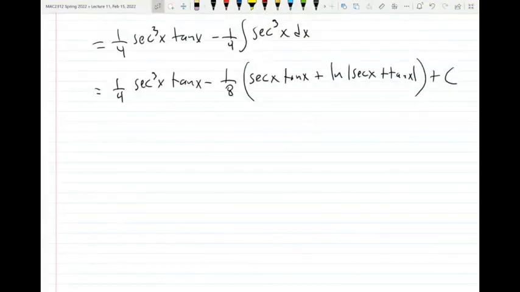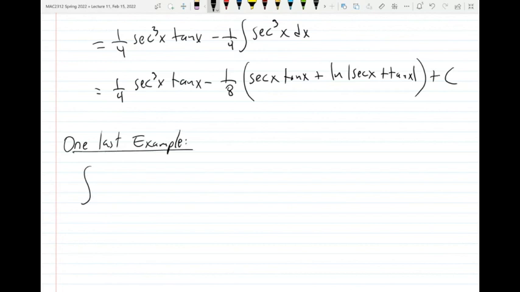Because remember that when nothing works, you can go back to the old cases, sine and cosine. So one last example. What if you have something like this? The integral of secant over tangent squared. How do we do something like this?